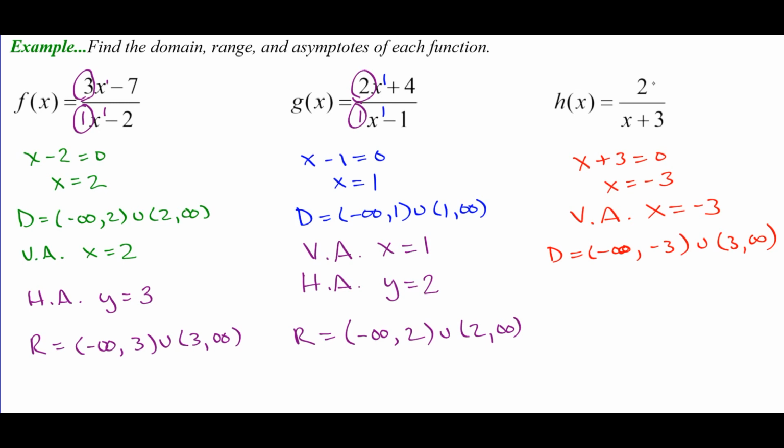In this case, the degree of my numerator is 0 because it's a constant. The degree of my denominator is 1. So my numerator degree is smaller, so my horizontal asymptote is going to be at y equals 0. So then my range is going to be all numbers except 0. So negative infinity to 0, and then 0 to infinity.